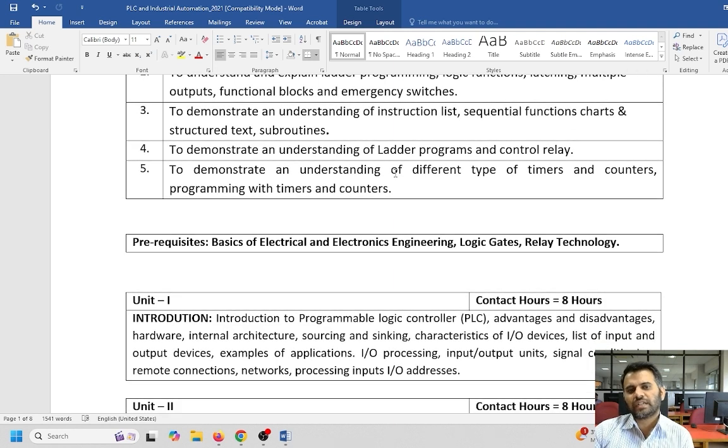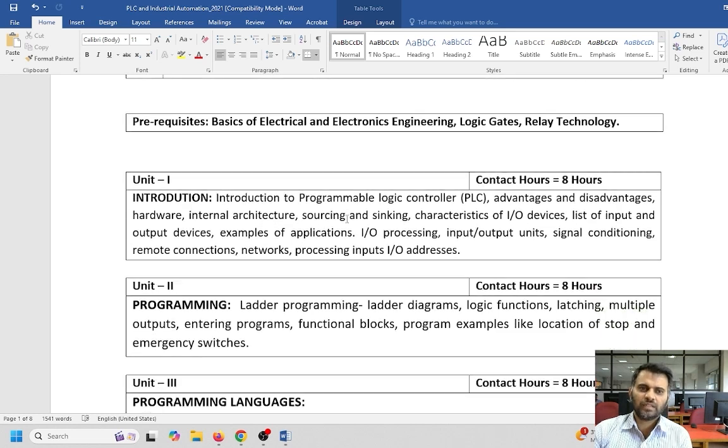Also, to demonstrate and understand how an instruction list has to be written in alignment with the ladder logic which we draw, then the sequential functional charts and the structured text. We will also learn how to write the ladder programming, how to draw the logic for a particular process, and how to implement the control relay. Basically, we will be focusing on Delta programming for a Delta PLC. We will also understand the different types of timers, counters, and other associated components of the PLC.